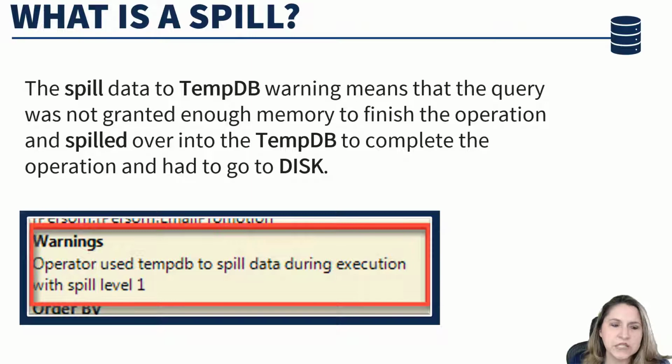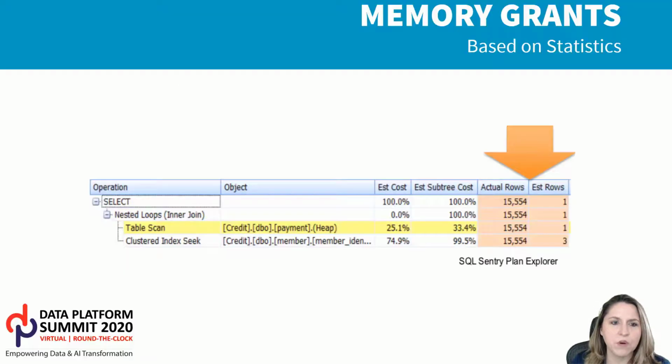You'll see this warning, spilled to Tempdb, and you'll see level 1, 2, 3, 4, 5. I'm not really concerned about the levels. When I look at a level, I might Google and see what it is. But right now, with spilled to Tempdb, just know that it means it had to go to disk. It had to go to Tempdb to handle the workload. And you are now in a scenario where you need to fix something to make sure you get better performance.